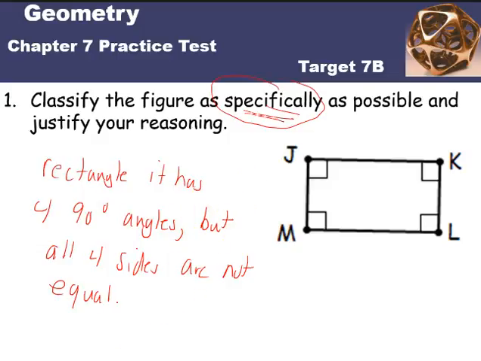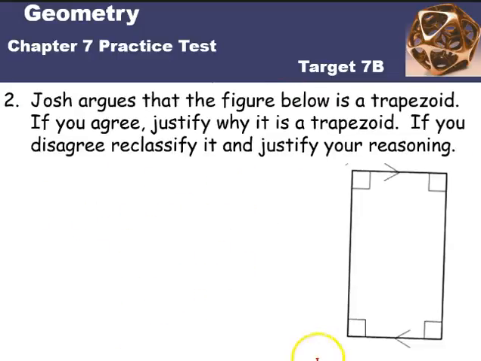Okay, number 2. Josh argues that the figure below is a trapezoid. If you agree, justify why it is a trapezoid. And if you disagree, reclassify it and justify your reasoning. Okay, so a trapezoid has 1 pair of parallel sides. So looking right at this, these do look like there's 1 pair of parallel sides, right? So that's looking good for a trapezoid. However, it doesn't really look like a trapezoid to me.